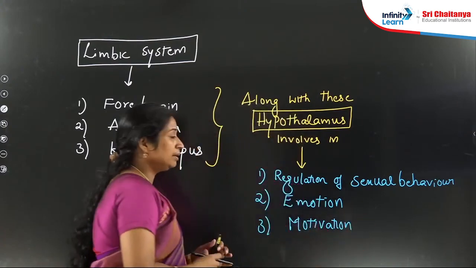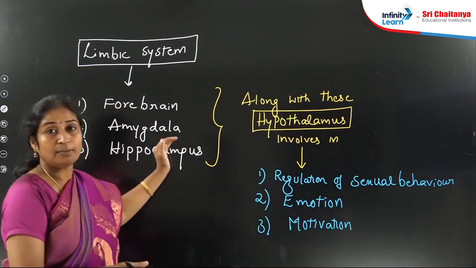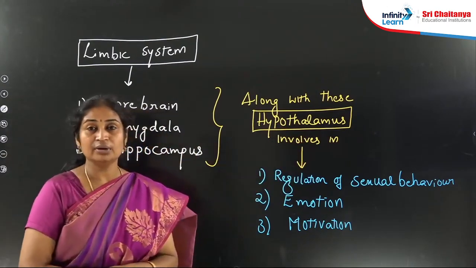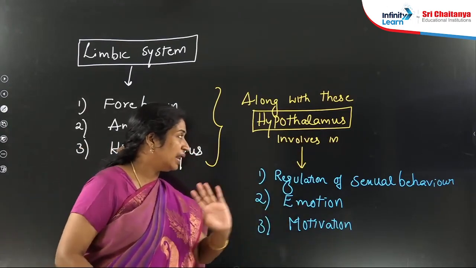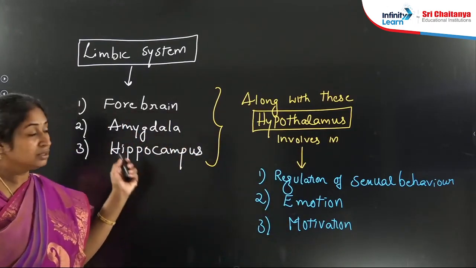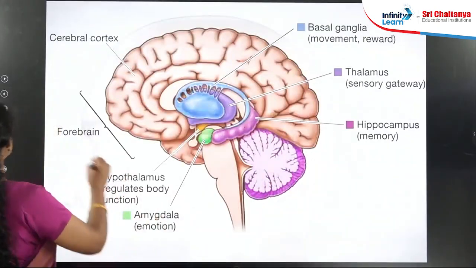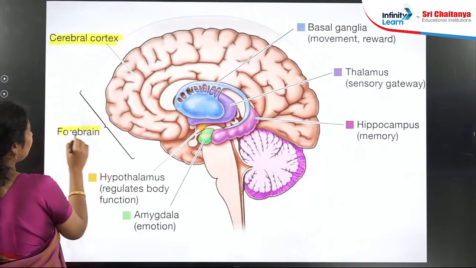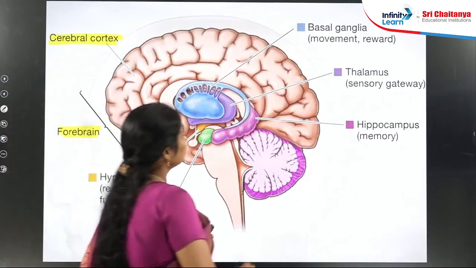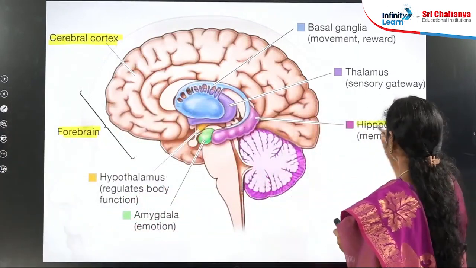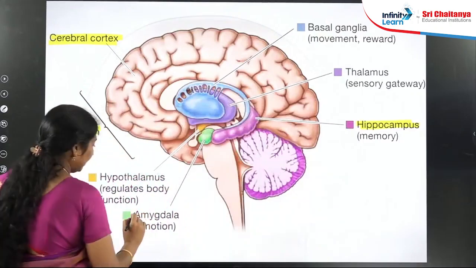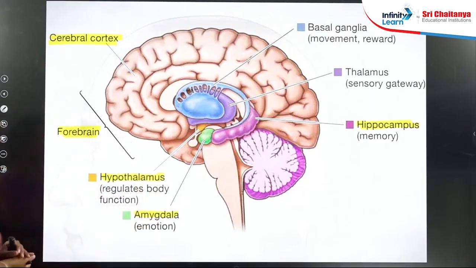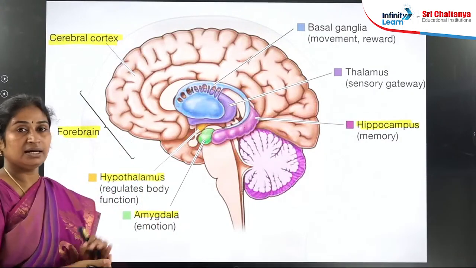So what is the limbic system? The limbic system consists of the forebrain, amygdala, and hippocampus. All these three along with the hypothalamus are involved in regulation of sexual behavior, emotion, as well as motivation. So these are all about the cerebrum. Next, this is the picture. This outer region we call the cerebral cortex, and this is the forebrain region. In this one the hippocampus is there, and then the amygdala, the emotion center, as well as the hypothalamus, and some parts of the forebrain are also involved, and it is known as the limbic system.